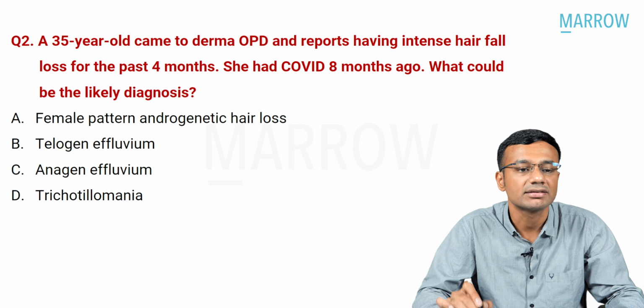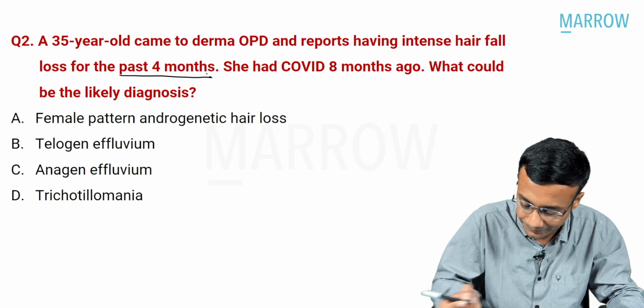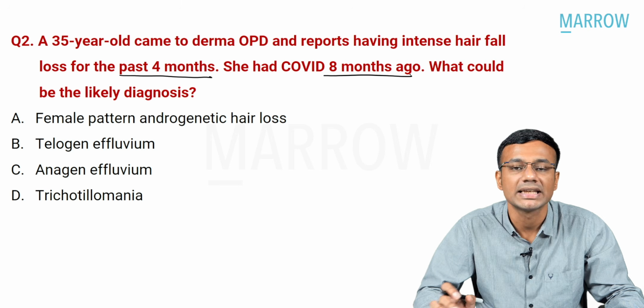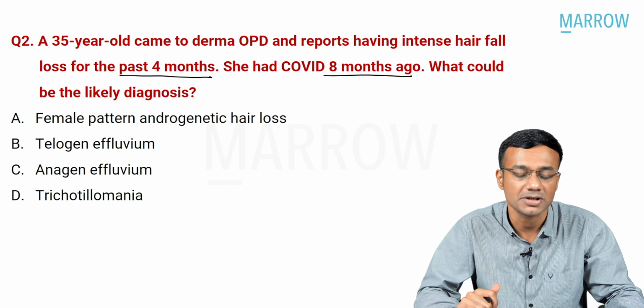Question number 2. A 35-year-old came to the dermatology OPD and reports of having intense hair fall for the past 4 months. She had COVID 8 months ago. What could be the most likely diagnosis? Now let's look at the options which are available.